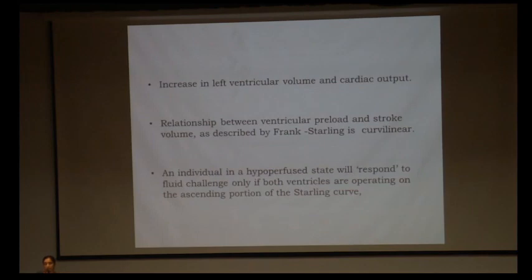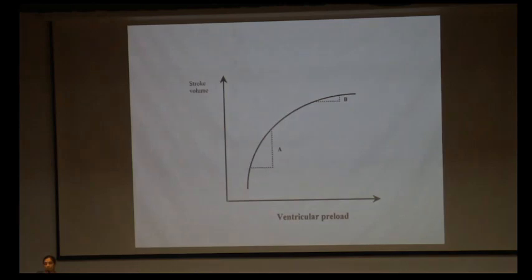But we have to remember that the individual responds to a fluid challenge only if the ventricles are operating in the ascending portion of the Starling curve, which is this. The x-axis is the ventricular preload, that is the fluid which you have given, and the y-axis is the stroke volume, which will increase after giving your fluid. So only if your patient is on this part of the curve, he will respond to the fluid. Once your patient reaches here, increasing the fluid does not increase the cardiac output.